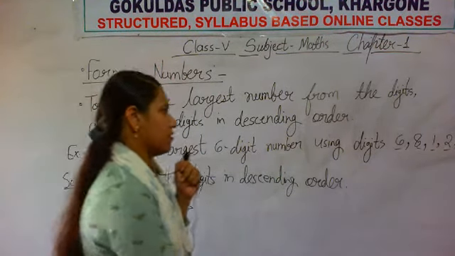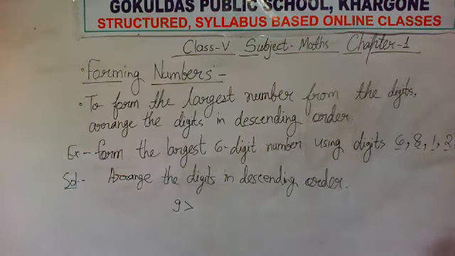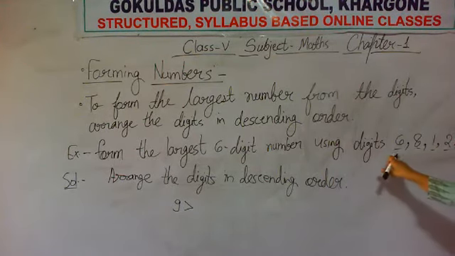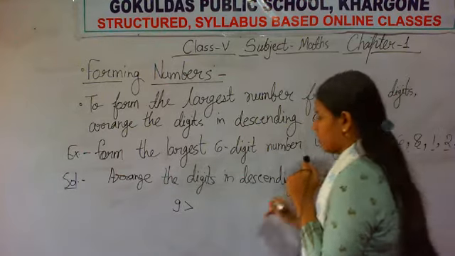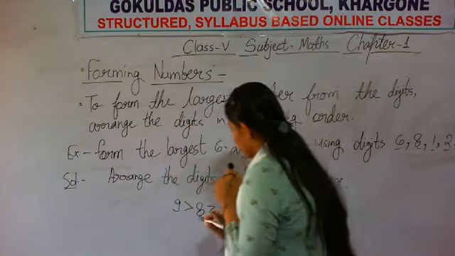Then we have written 9. Now we have 6, 8, 1, 2 and 5 digits left. Now arrange which number will come after the 9. Which is the largest one? Out of these 5, which is the largest one? You can see that here 8 is the largest one. So you will write 8.